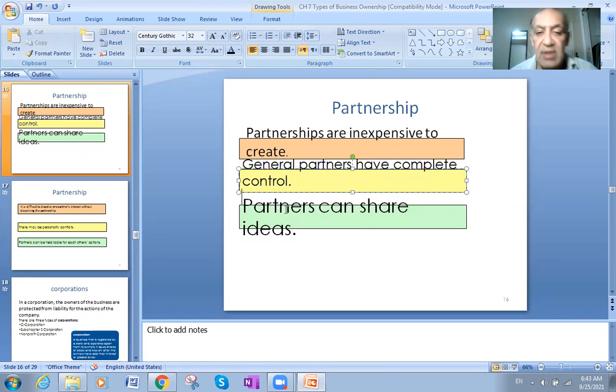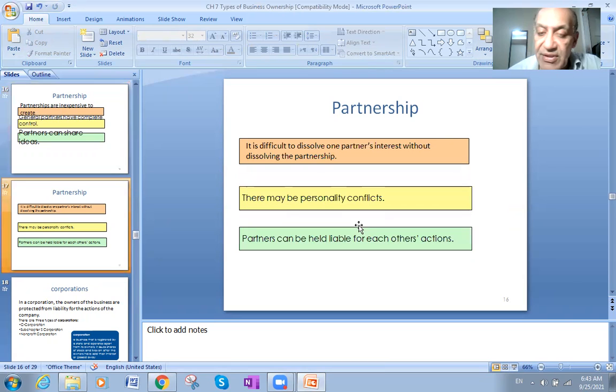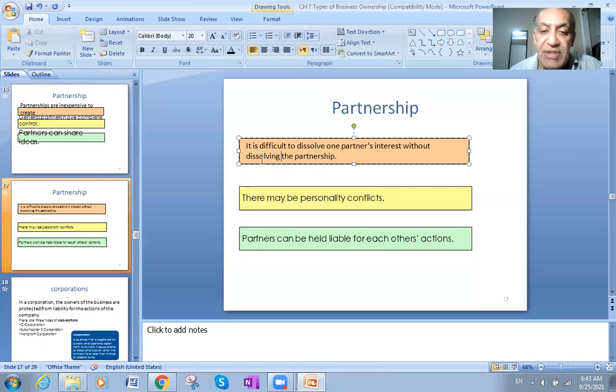Regarding the partnership, it is difficult to dissolve one partner's interest without dissolving the partnership. If someone passes away, we have another 3 or 4. There may be personality conflict. This is one of the bad things.